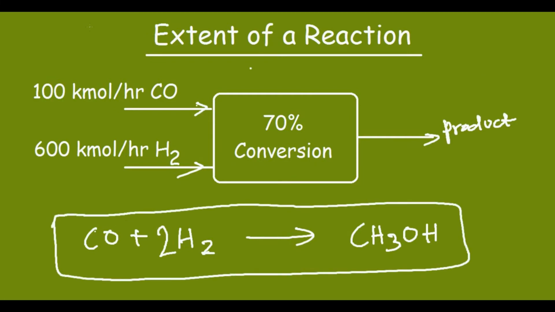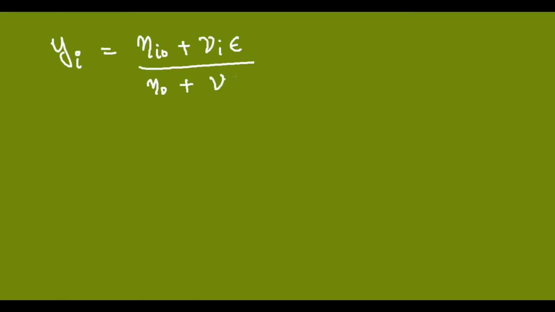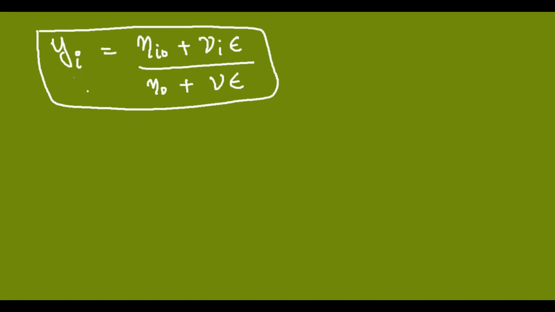Now what I need to know is, there is a relation between the mole fraction of the ith component and the stoichiometric number. It is given by Yi equals (Ni0 plus nu i times the extent of the reaction) divided by (N0 plus nu times epsilon). This is what we have. I will explain all these terms, do not worry about it. This Yi is the mole fraction of the ith species.